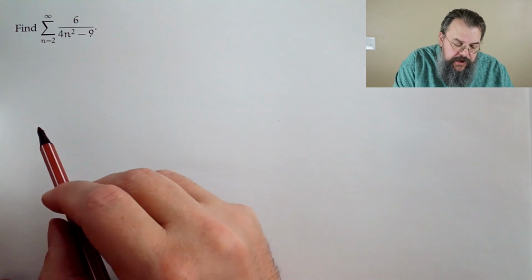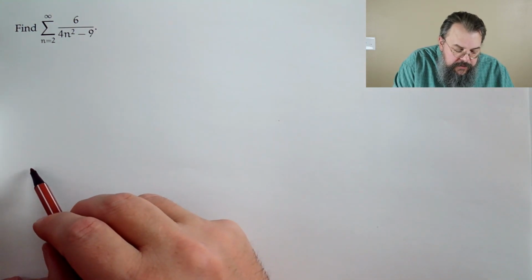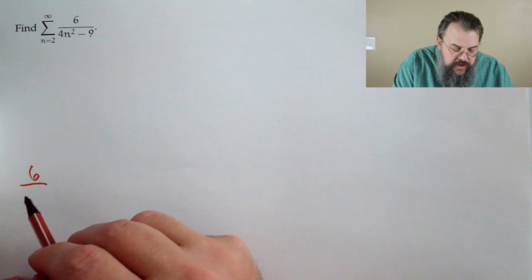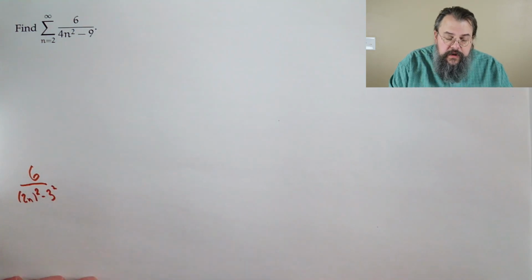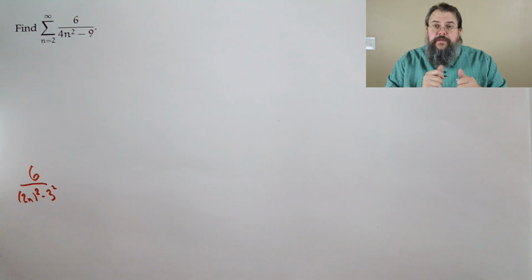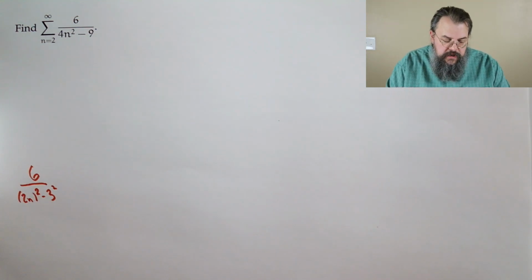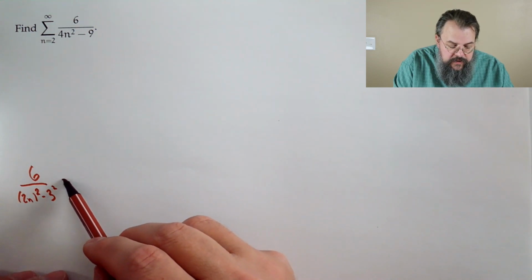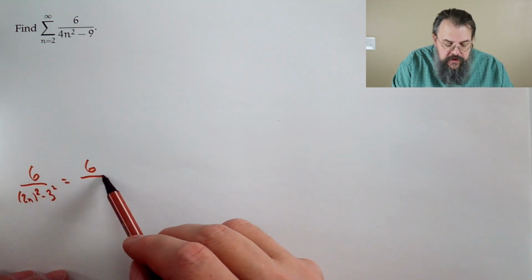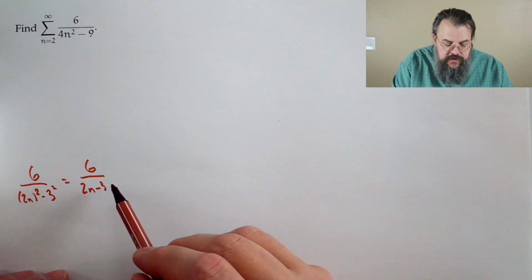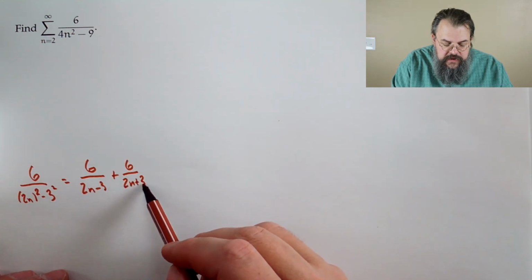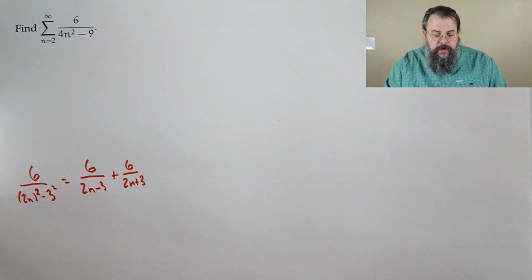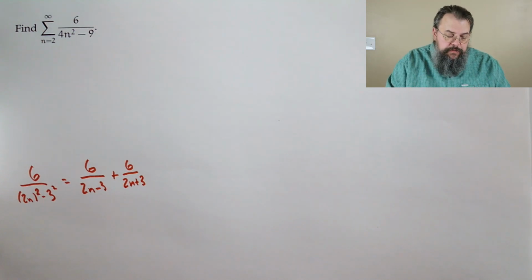It actually, or rather I should say any polynomial like this, factors really nicely. You can think of it as (2n) squared minus 3 squared, which means it's a difference of squares. That says we can write it as 6 over 2n minus 3 and 6 over 2n plus 3. All right, well, good, right?